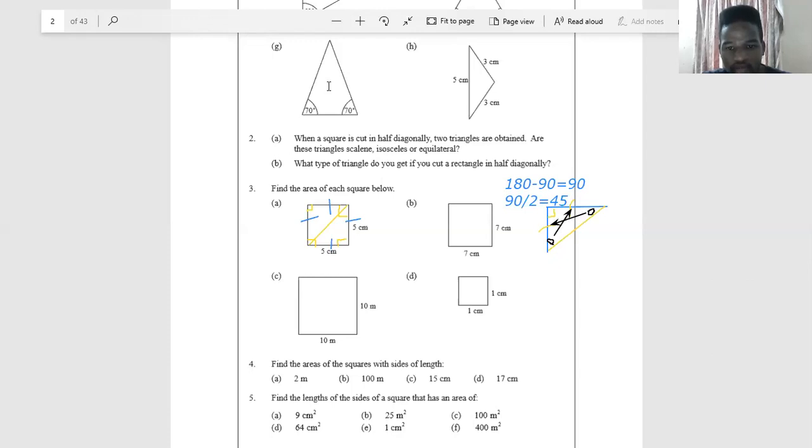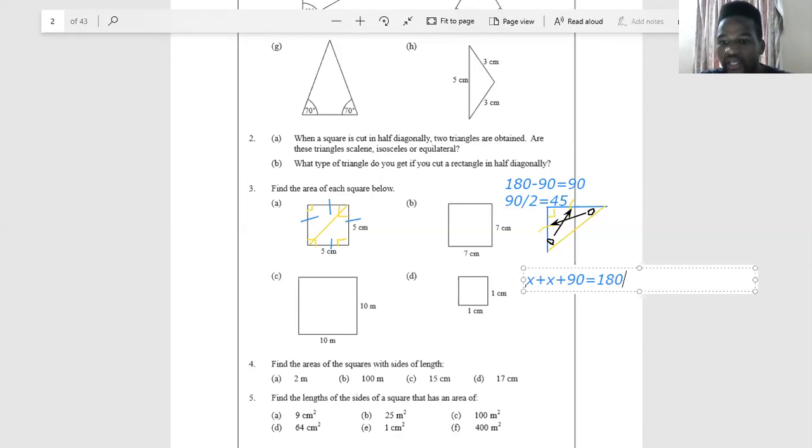I hope you're visualizing what I'm saying, guys. It will be 2x plus 90, it's equal to... or before we get to 2x plus 90, you obviously start by saying x plus 90. X plus x plus 90. 90 plus x plus x. It should give you 180.